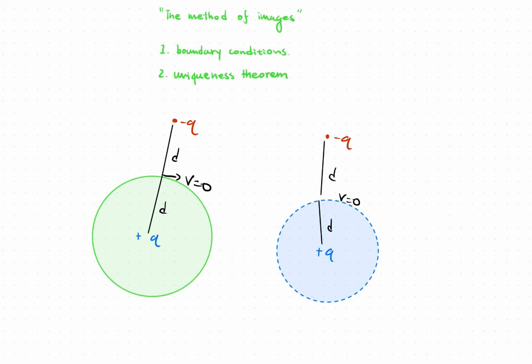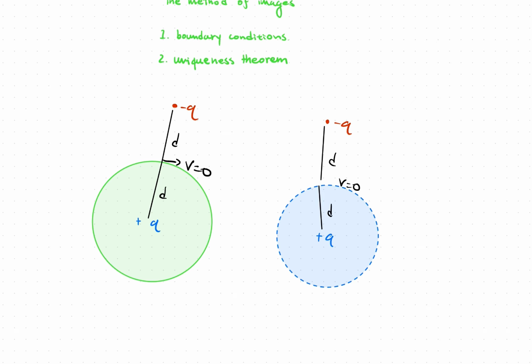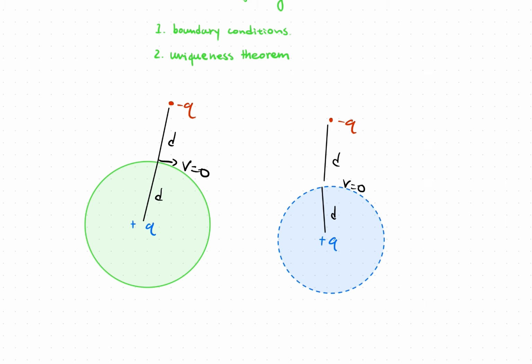The method of images. The method of images is based on two fundamental theorems. The first one is the boundary conditions, and the second one is the uniqueness theorem. I want to give two examples, and in these two examples, I want to show how the method of images works.